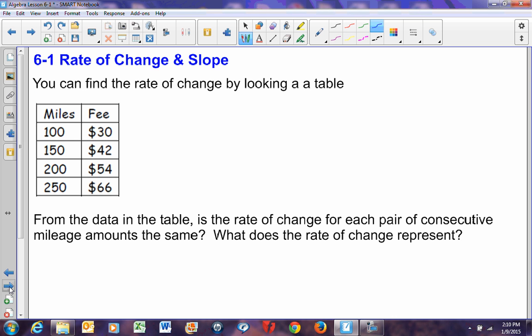Now, you can find the rate of change by looking at a table. If I have a table and I want to figure out the rate of change for this table, the first thing I need to do is make sure I understand which variables are the dependent variables and which are the independent variables. If you remember, x always comes first and y always comes second. And x is always the independent variable, and y is always the dependent variable. So miles in this case is independent, and fee is dependent. We want to figure out the rate of change. Rate of change is found by taking the change in the dependent variable over the change in the independent variable.